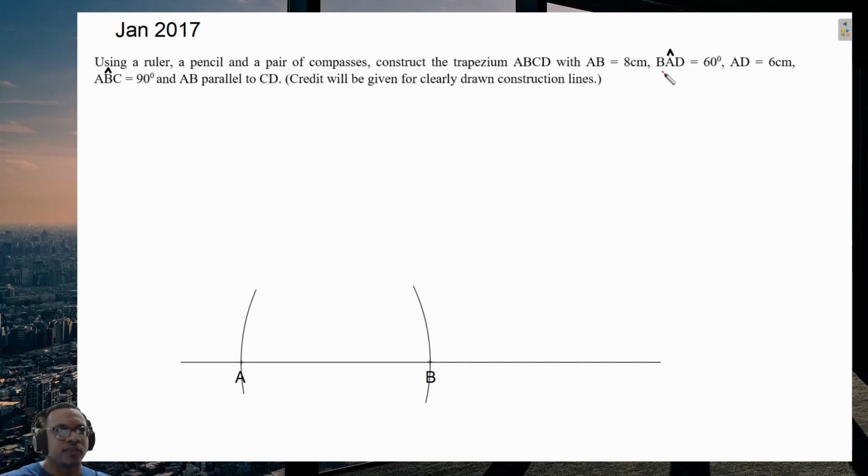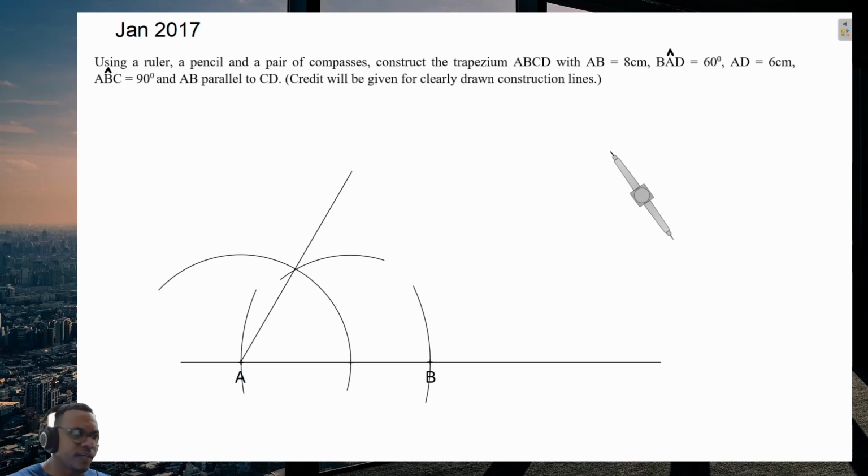Now I'll construct the angle BAD, so the angle at A is 60 degrees. So I'll open out my compass to a distance that I'm comfortable with, and I'll place the compass point at A because we want the vertex of the angle to be at the endpoint A. Now at this arc here, that will be our 60 degree angle. So I'll draw a line straight through to where those arcs intersect.